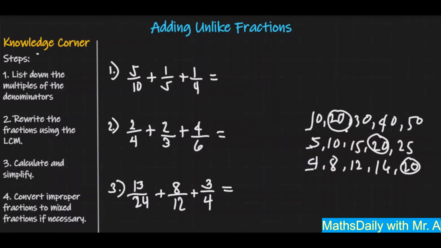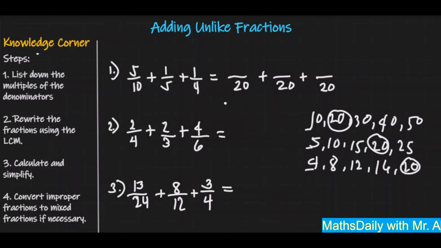Now that we have found the common multiple of these 3 denominators, what do we need to do next? Step 2 is rewrite the fractions using the LCM. So this will be equal to over 20 plus over 20 plus over 20. Now that we have the new denominator, how are we going to determine the numerators?